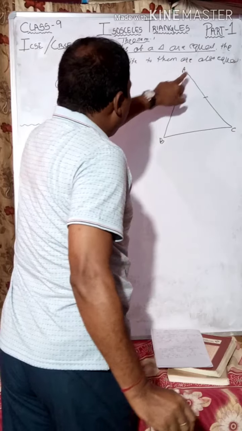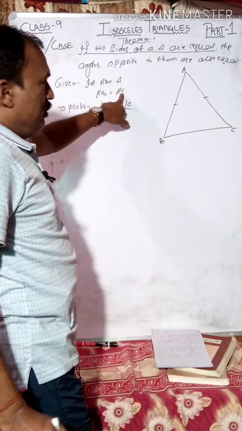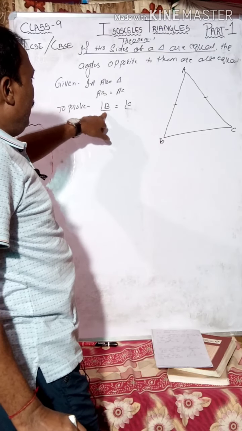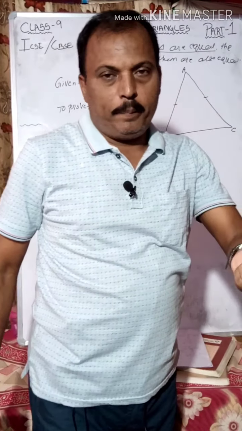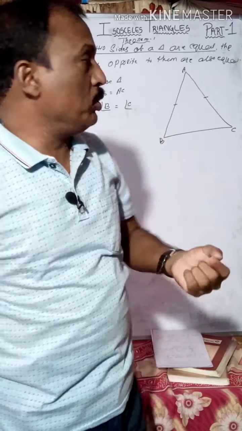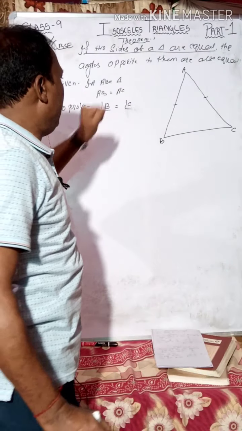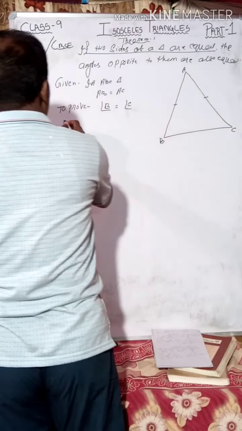Angles opposite to them: AC is opposite angle B and AB is opposite angle C. Angle C is opposite to AB, angle B is opposite to AC. So angle B is equal to angle C. We have to prove this. Here is the construction.